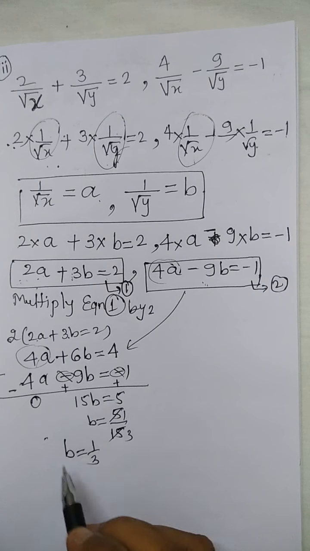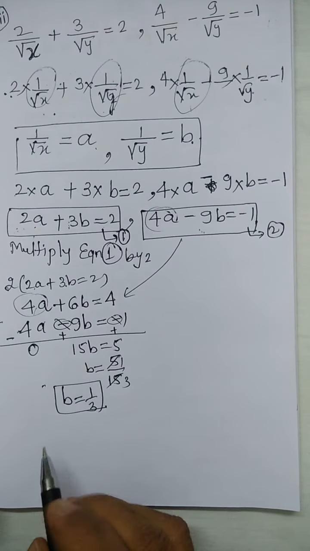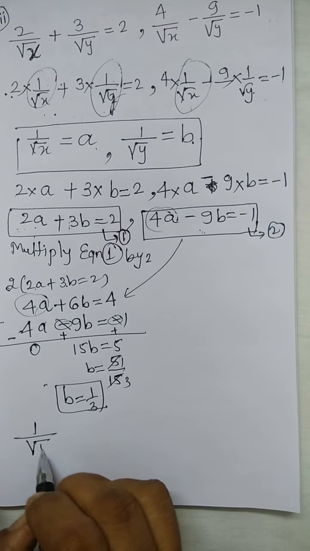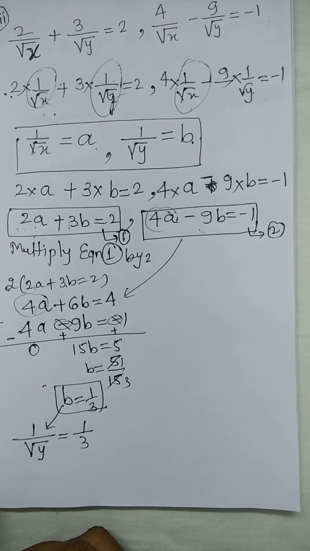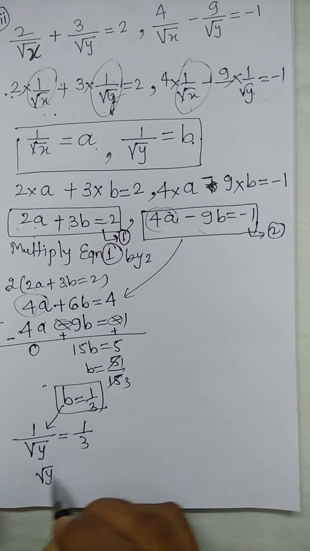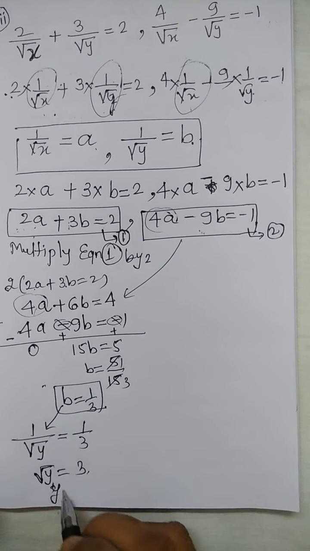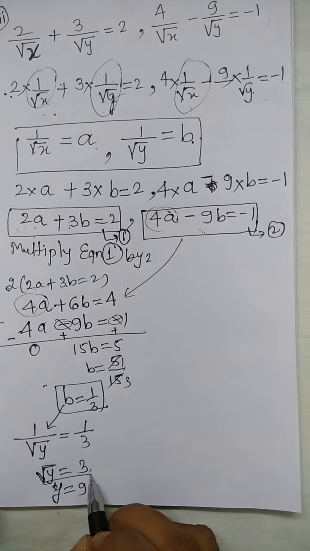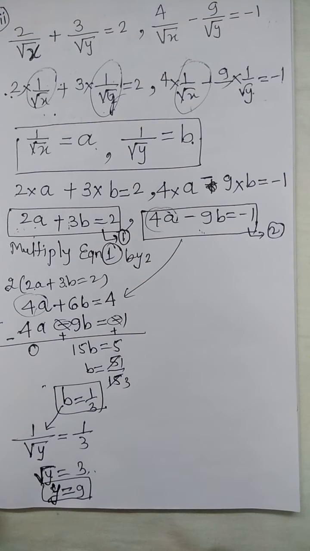But what is the value of b by substitution? 1 by root y. 1 by root y is equal to 1 by 3, b value I am writing here. So root y is 3. So what do you think? Whose square root is 3? 9. Very good. So y value will be 9, because square root of 9 is 3.